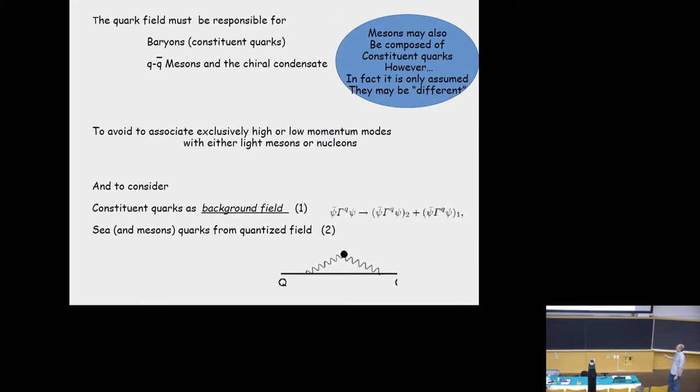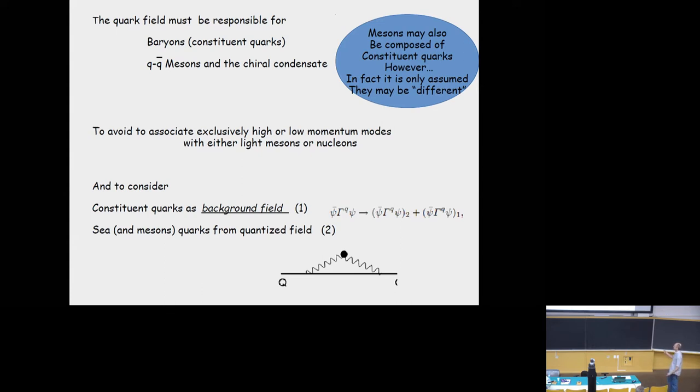And the other meson field, in fact the quantized quark fields, will be responsible for meson structures and the quark-antiquark chiral condensate. And then, by means of the background field, we can split any quark current into two components, the constituent quark current and the quantized quark, or C-quark, current. This is just the background field method applied to fermions, in fact.